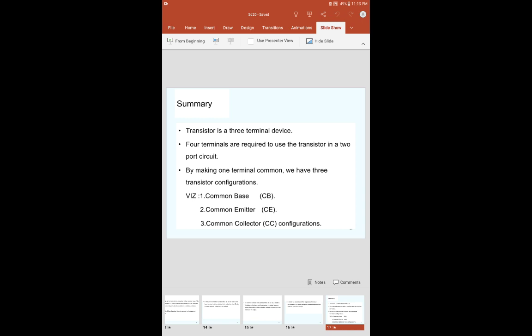By making one terminal common, we have 3 transistor configurations. That means by making a terminal common, it will act as a two-port circuit only. By making one terminal common, we have 3 transistor configurations. First one is common base, common emitter, and common collector configurations. So these are the different configurations of transistor.